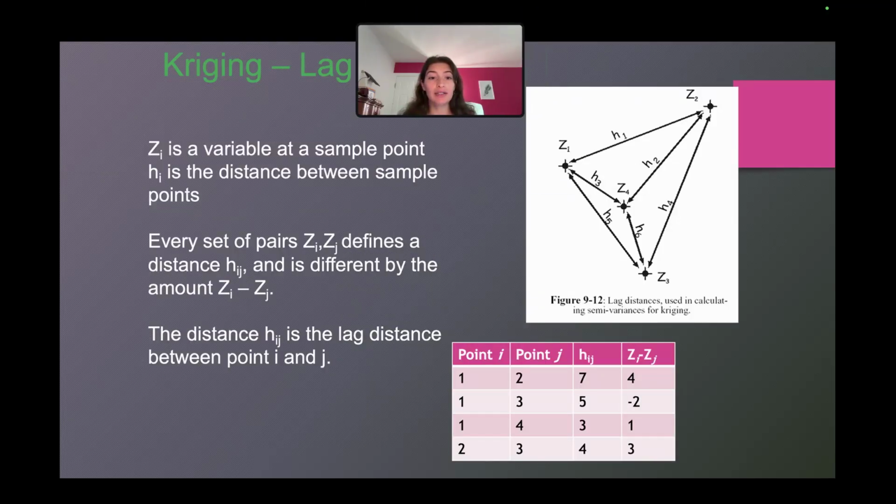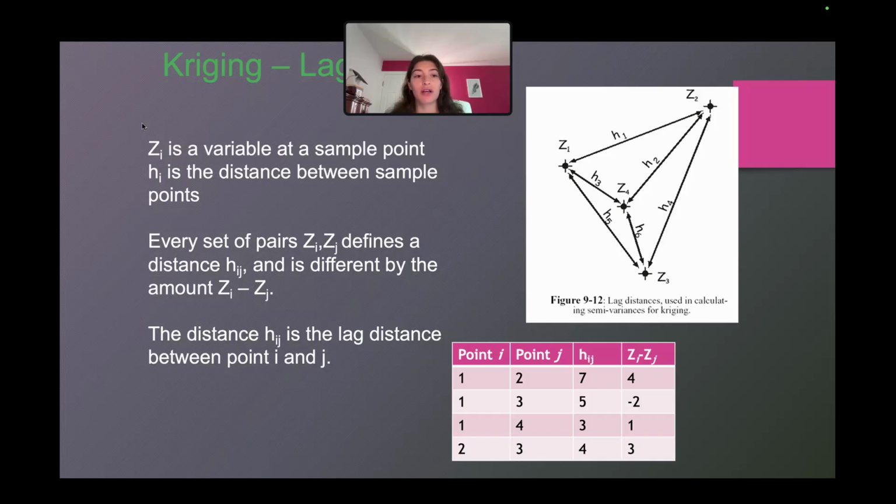So kriging using lag distance, again, we see here an example of some variables that go into our equation. Zi is a variable at a sample point, where hi is the distance between those sample points. Every set of pairs, either Zi or Zj, defines a distance hij, and is different from the amount of Zi minus Zj. The distance hij is the lag distance between point i and point j. So you'll see here, Zi minus Zj in this table in the very top row is equal to 4, but hij is equal to 7. So again, it's not the difference between Zi and Zj, it is a set of points that is between those sample points.